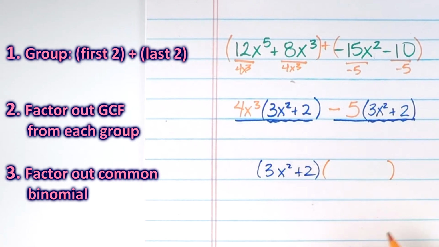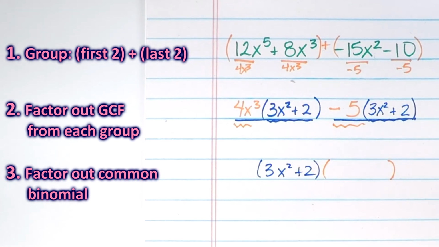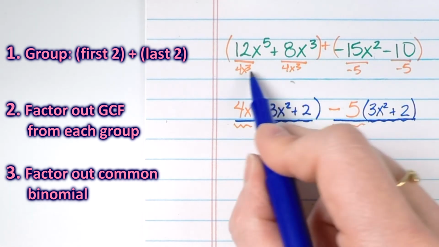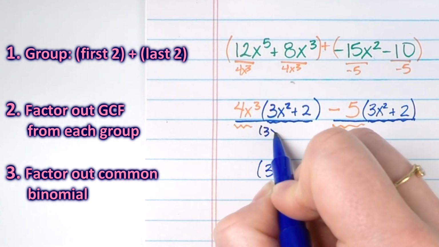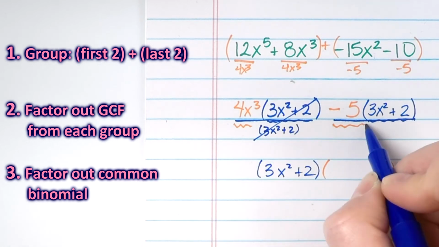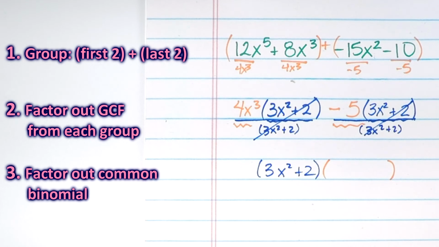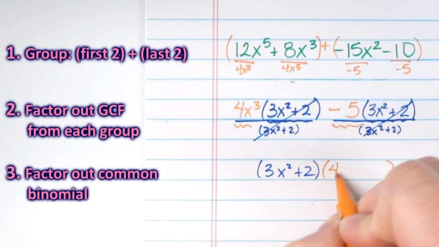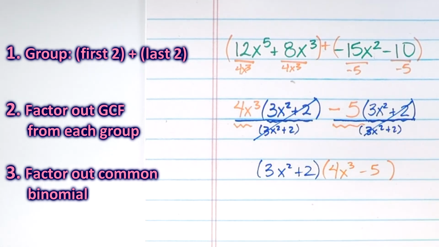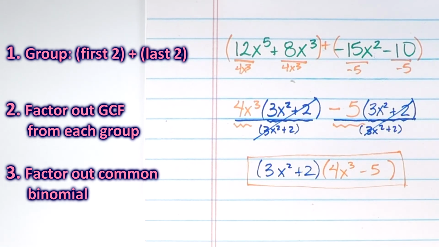And then to figure out what's left over, it's just going to end up being this 4x cubed minus 5. But if you need to see step by step, we can write it out just like how we did here with the division. I'm factoring out the 3x squared plus 2, so these would cancel. I'm left with 4x cubed. Same thing here. Divide out the 3x squared plus 2, these cancel. I'm left with that minus 5. So here's 4x cubed minus 5 as my second binomial. And here's our answer for factoring by grouping.